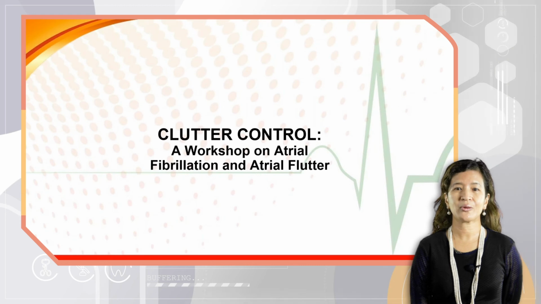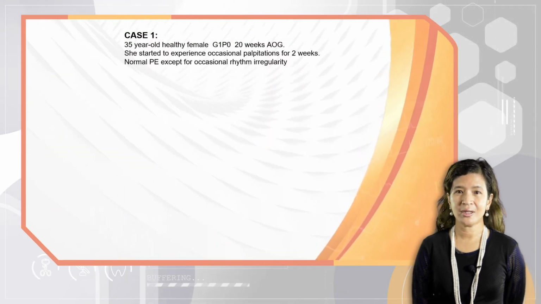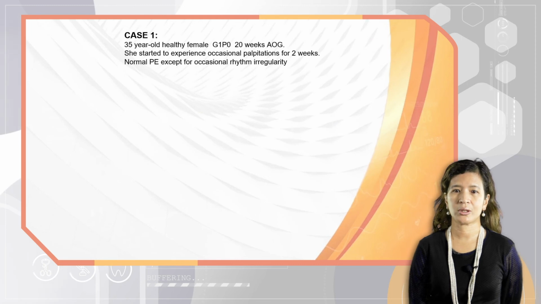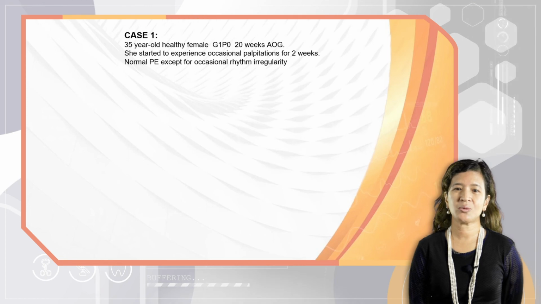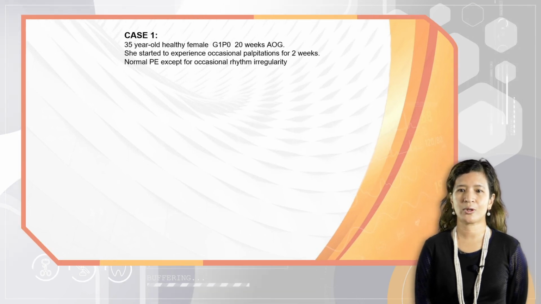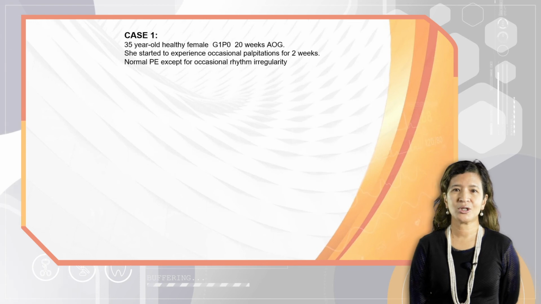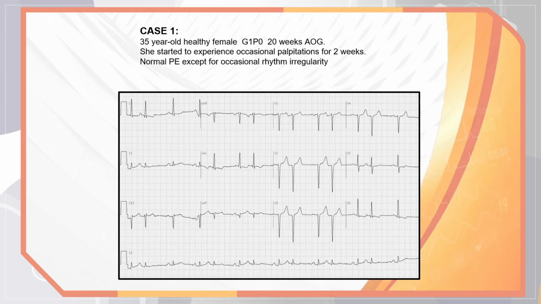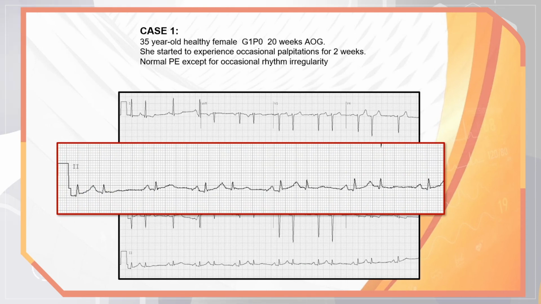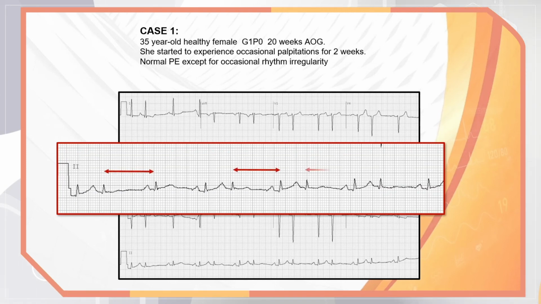So to start off, we have a 35-year-old primigravid at 20 weeks age of gestation who started to experience occasional palpitations for 2 weeks. And she had a normal physical exam except for some occasional rhythm irregularity. Shown is her 12-lead ECG, and one will notice that there is the presence of the so-called group beating. However, there is a dominant rhythm, which on closer look is a regular sinus rhythm. The intervals in red show the sinus rhythm intervals.